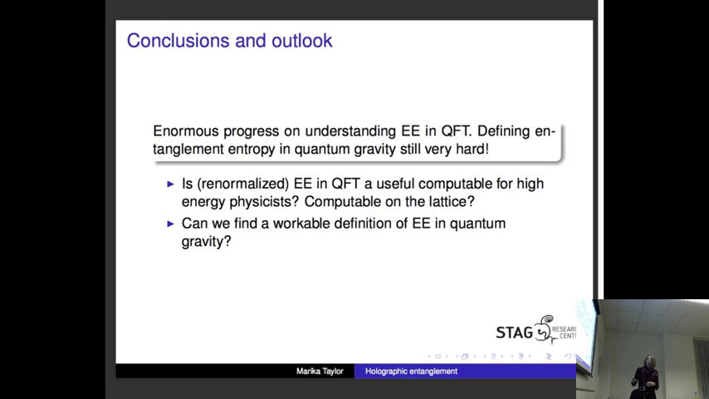And the other big question I'm not going to go into here is, can you get a workable definition of entanglement entropy in quantum gravity? And why would you want to do that? This is because of the long-standing question about black hole physics. So the black hole puzzle can be basically phrased in terms of entanglement entropy. We expect that when a black hole evaporates, we should eventually find out how it was formed if the entanglement entropy at late times goes back to zero.